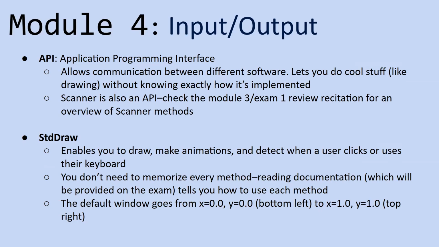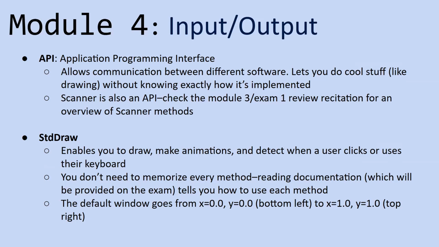So API stands for Application Programming Interface, which is a big title, but all that means is that it allows communication between different softwares. So it lets you do cool stuff like drawing or getting input from the user without knowing exactly how it's implemented. You don't need to know the details of how standard draw puts your fun shapes on the screen. You just need to know how to call the method and you're able to draw stuff. Same thing with scanner. You don't need to know how it gets input from the user. You just need to know that when the user types something in the console, you're able to access that information and do whatever you want with it.